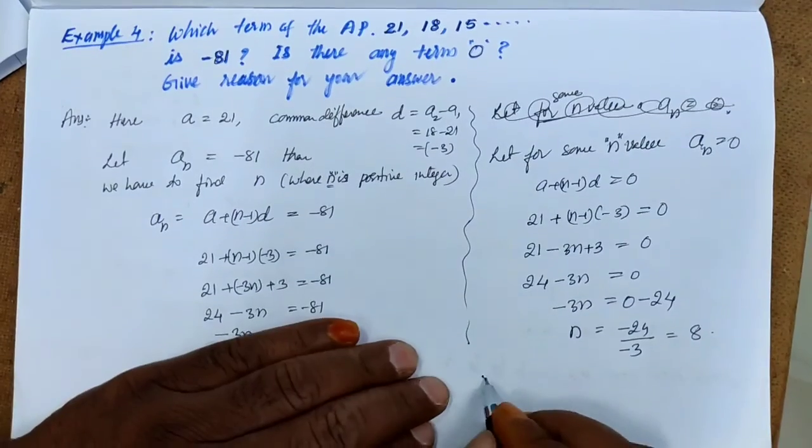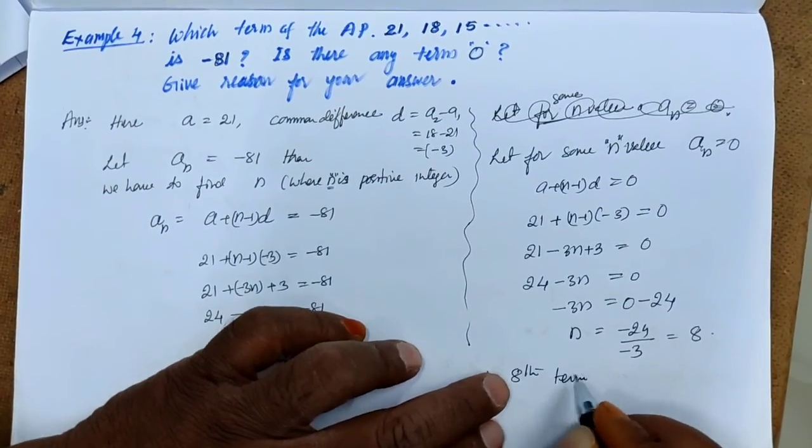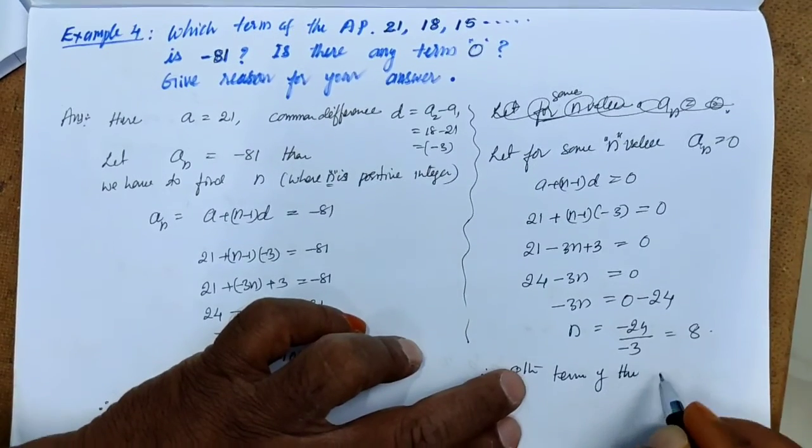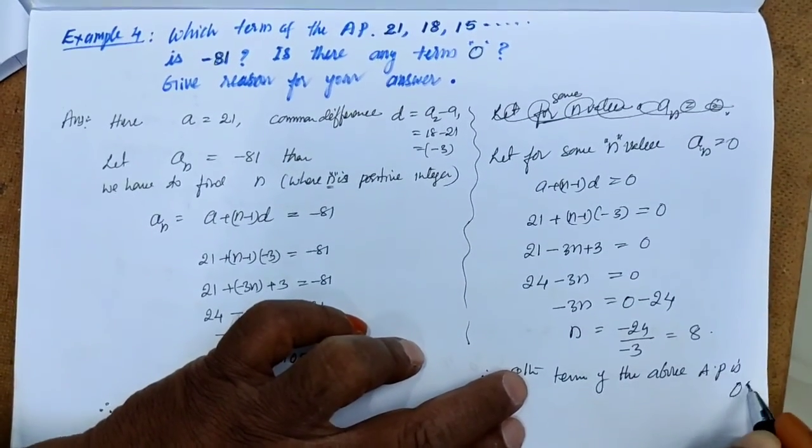Okay, so therefore the 8th term of the above arithmetic progression is 0.